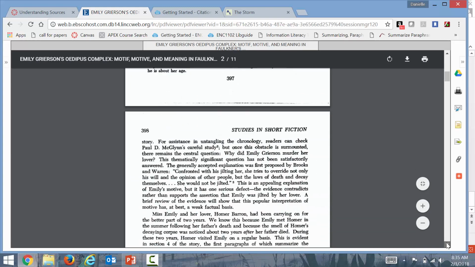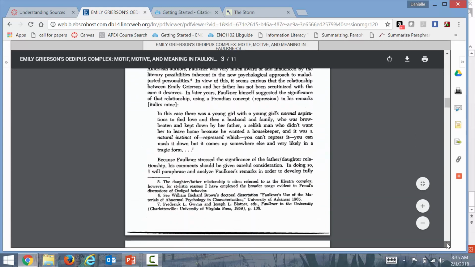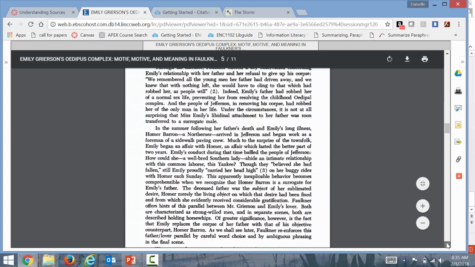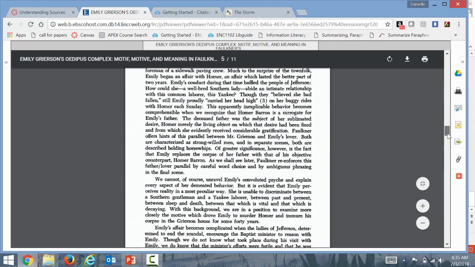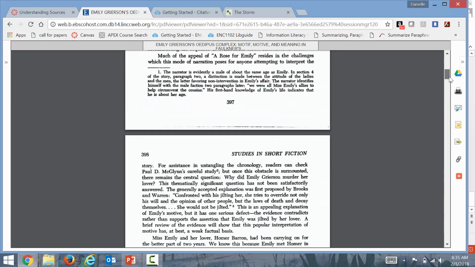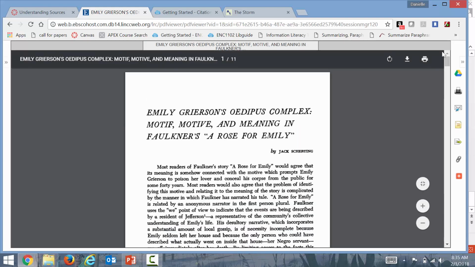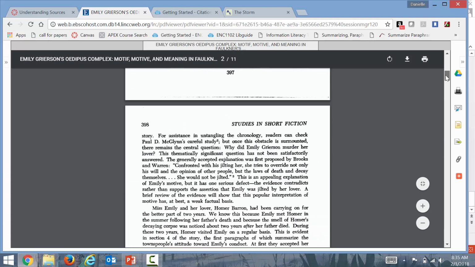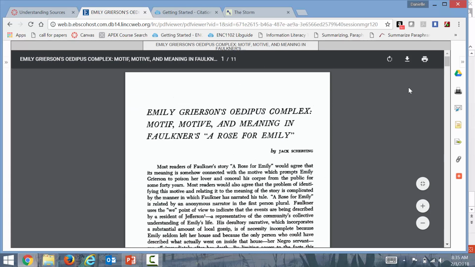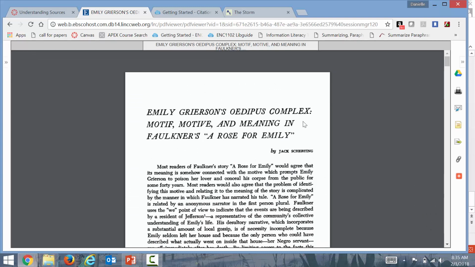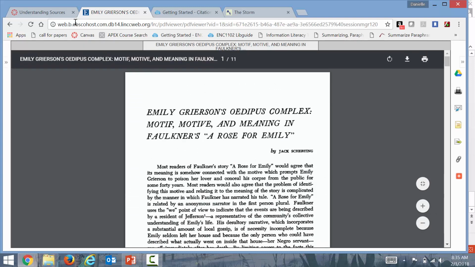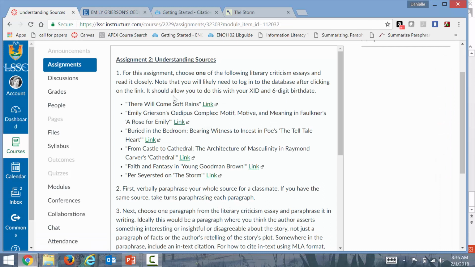And again, I encourage you to annotate this or take notes as you read it to try to understand it. Some of it will be difficult because you're not a psychologist. So when this critic, Jack Shirting, starts throwing around Freud and different names and terms, that might be a little bit challenging, but please persevere and go through it. So that's the first thing you want to do, is closely read your text.